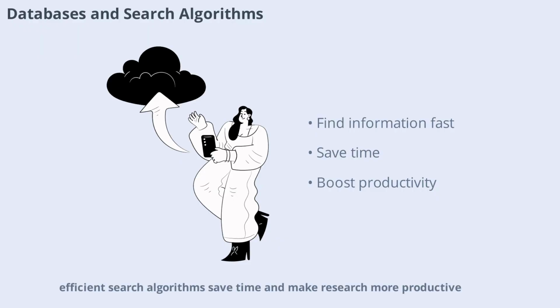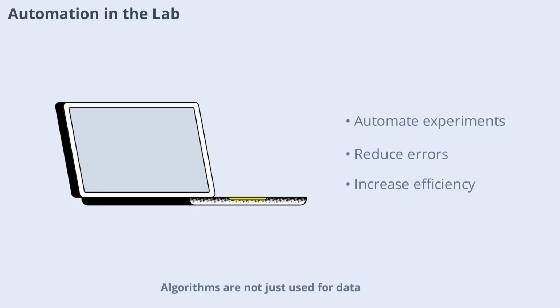Algorithms are not just used for data analysis, they also power automation in the laboratory. Robots and automated systems use algorithms to perform experiments, manage samples, and collect data. This increases efficiency, reduces human error, and allows researchers to focus on designing experiments and interpreting results.